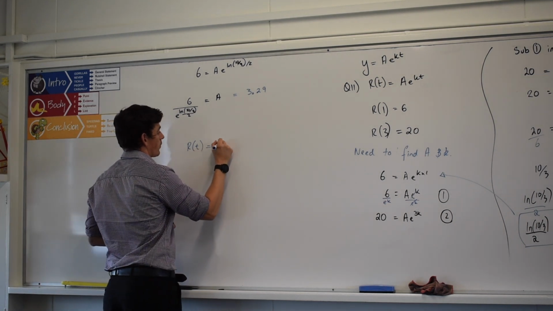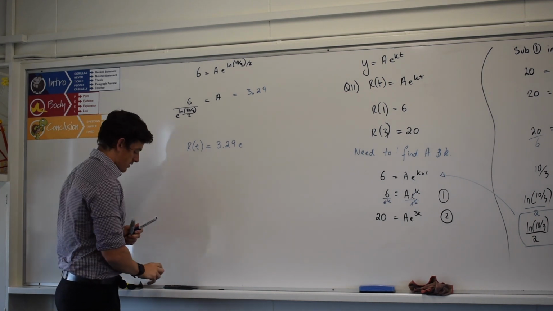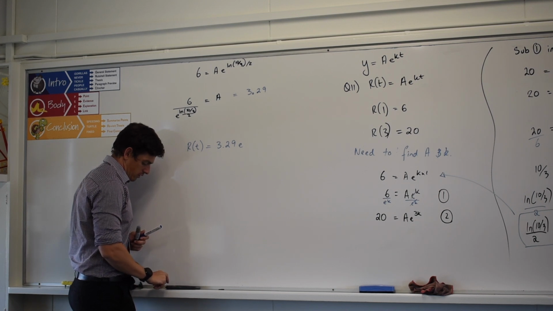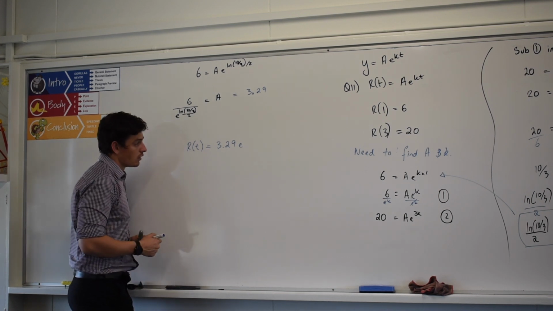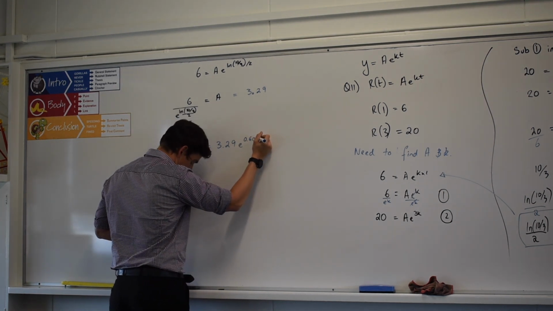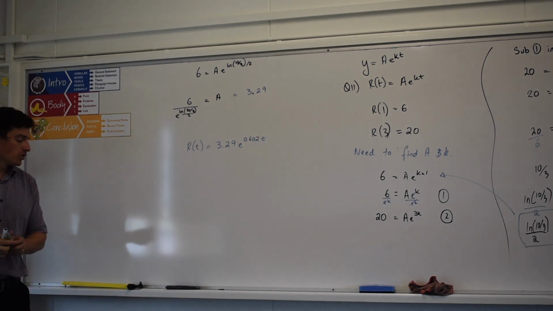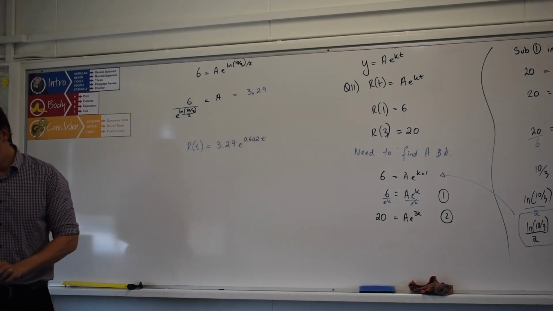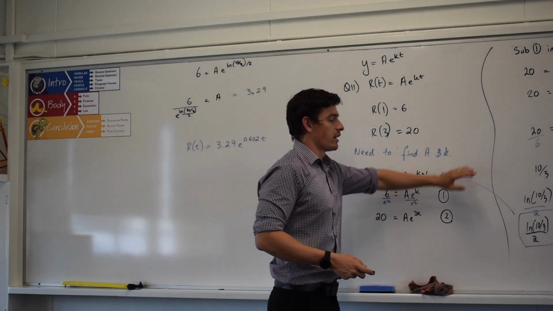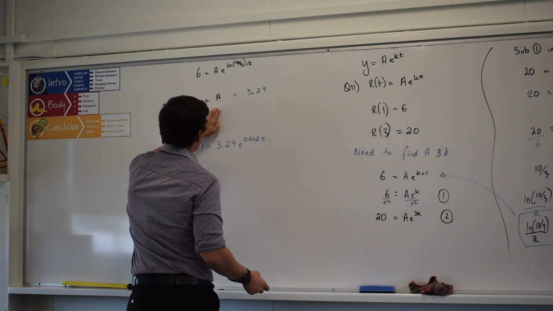So r of t equals 3.29 e to the power of, what did I say? ln 10 divided by 3 divided by 2, e to the power of 0.601, not 02. See. So that's the representation of our function. All we've done is take our general form, shove in information we know, use simultaneous equations, and find our two unknowns k and a, and then shove them in.